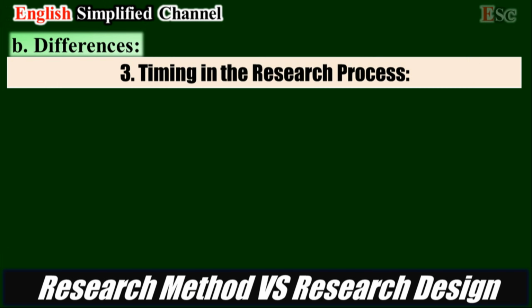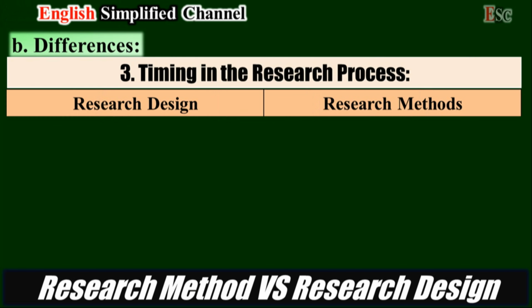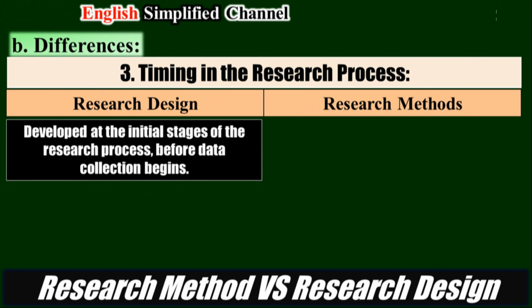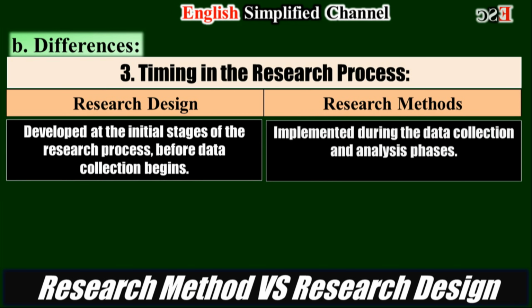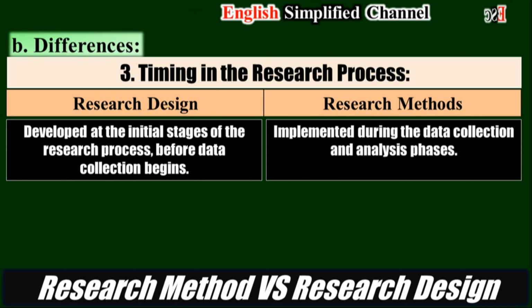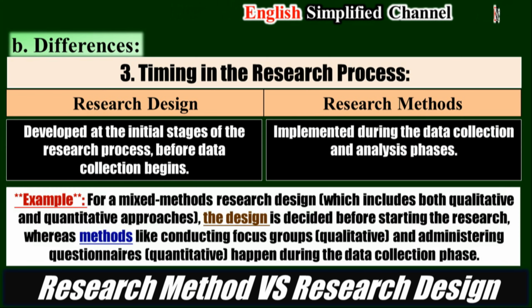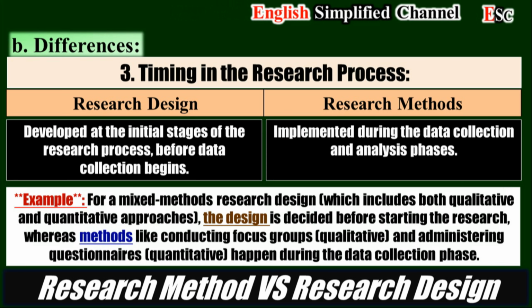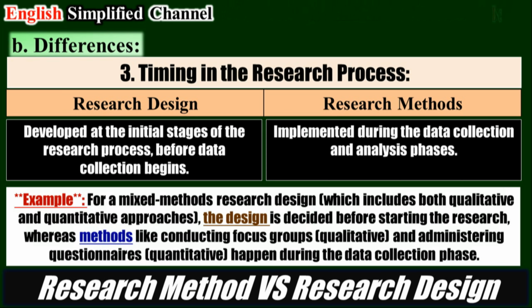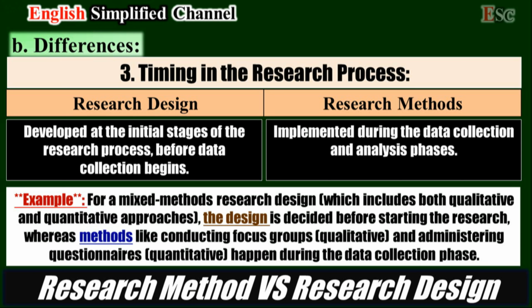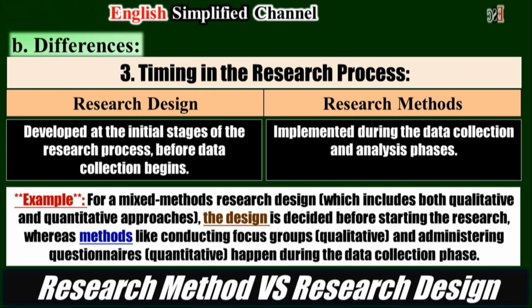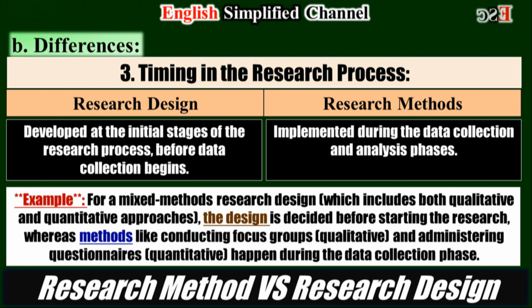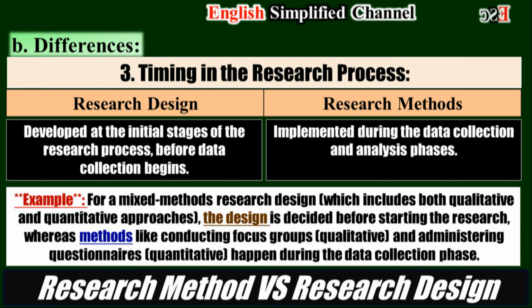3. Timing in the research process. Research design: developed at the initial stages of the research process before data collection begins. Research methods: implemented during the data collection and analysis phases. Example: for a mixed methods research design, which includes both qualitative and quantitative approaches, the design is decided before starting the research, whereas methods like conducting focus groups (qualitative) and administering questionnaires (quantitative) happen during the data collection phase.